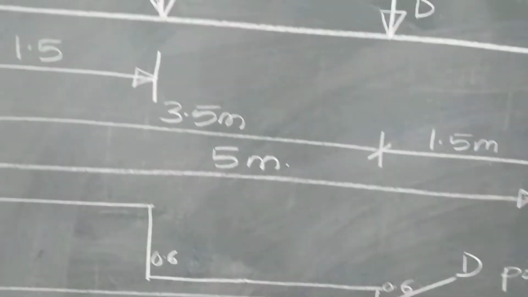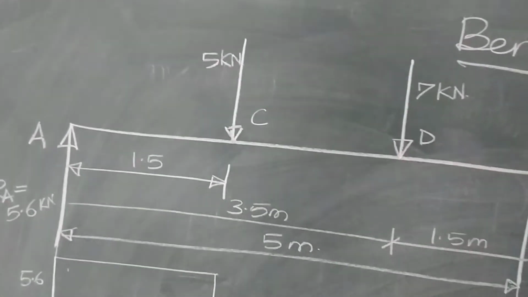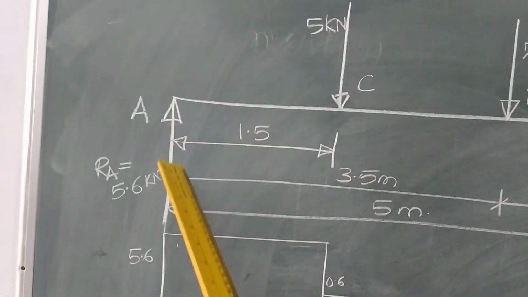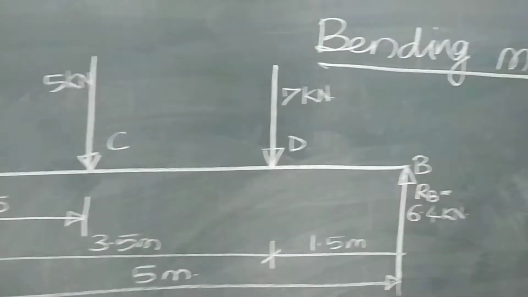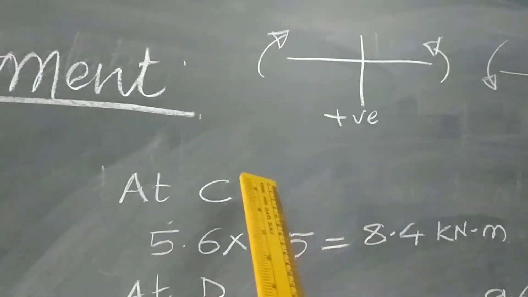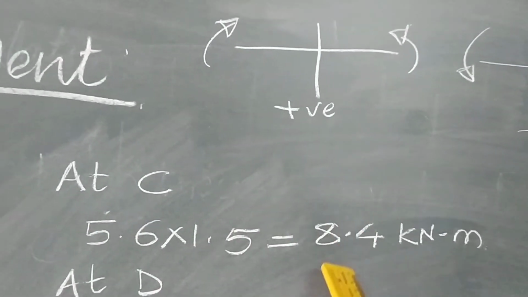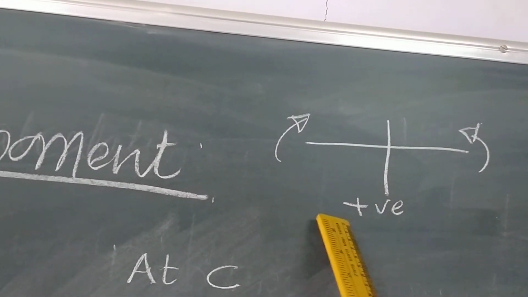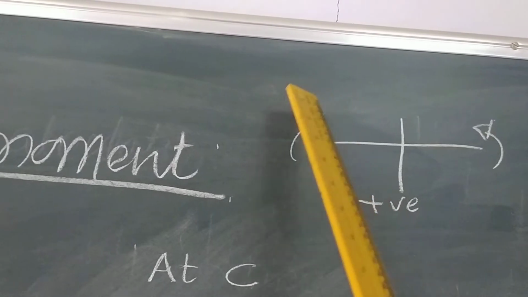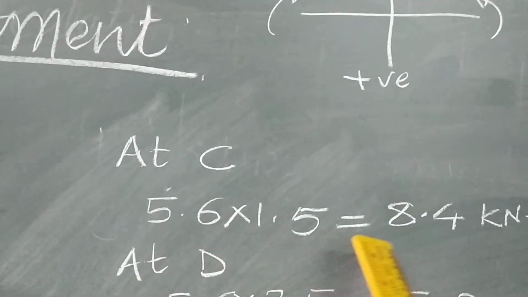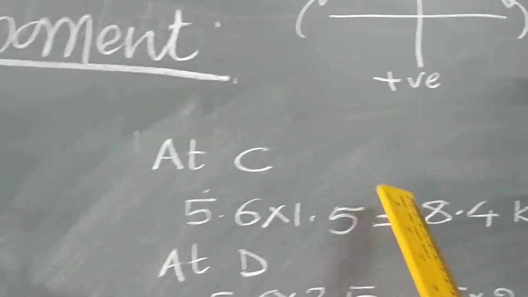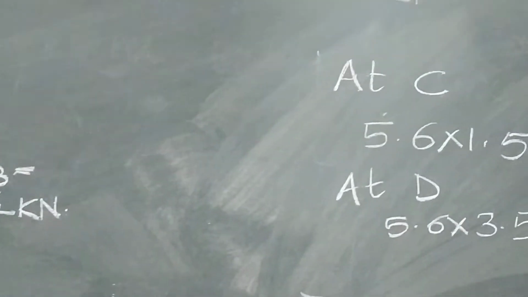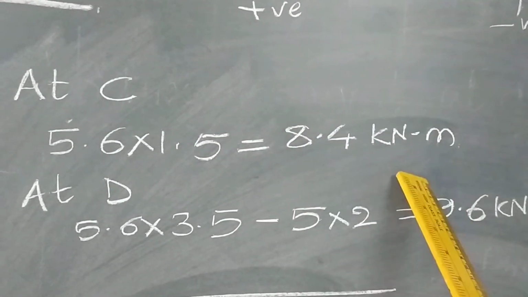Let us study. At point C, we have towards left only one force, that is force RA at a distance of 1.5. So, at point C, 5.6 into 1.5, it is positive, because towards left of the point, if we get clockwise bending moment, then it is positive. So, 5.6 into 1.5, positive bending moment is equal to 8.4.